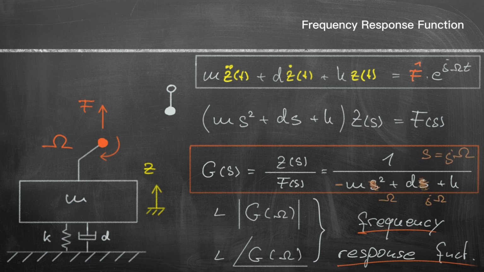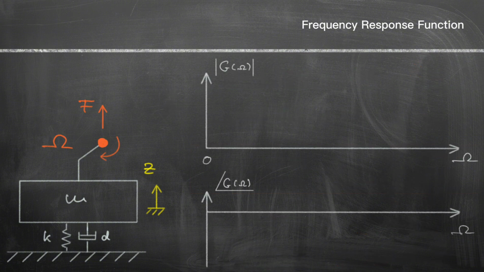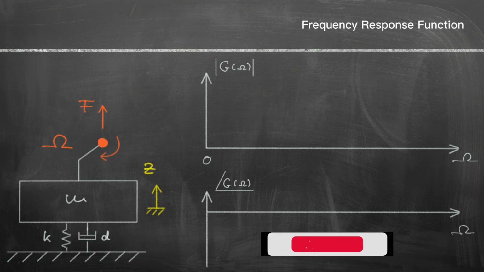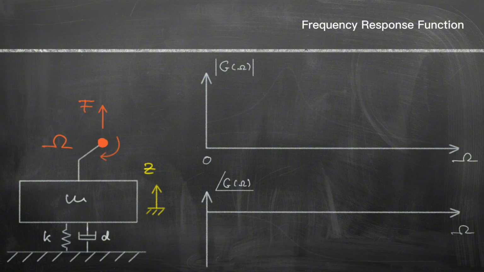By substituting s with j times omega, we obtain the frequency response function as a function of the three system parameters mass m, damping coefficient d, and stiffness k, as well as the excitation frequency capital omega. This is the complete description of a linear dynamic system and provides, in an extremely compact form, the system response for any arbitrary excitation frequency. We can now plot the two components of the frequency response function over the excitation frequency. For linear systems, the curve usually looks like this.